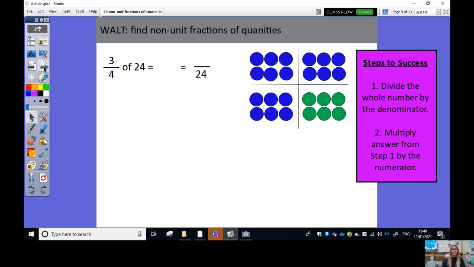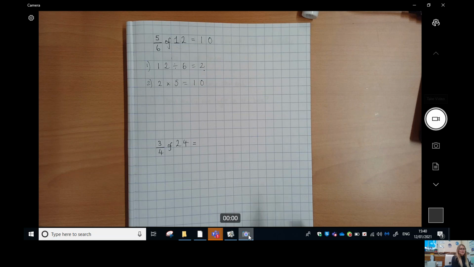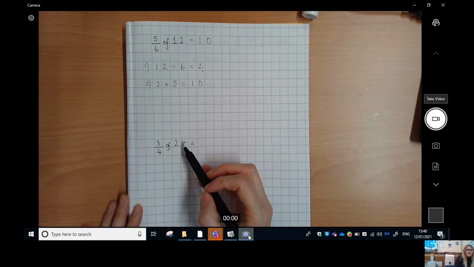Let's look at another example. So 3/4 of 24 is my next one. So step 1, we're going to divide the whole number by the denominator. So I'm going to do 24 divided by 4. So I want you to think about your 4 times tables. How many 4s are in 24? 4, 8, 12, 16, 20, 24. Fantastic. So there are 6. So that is step 1.